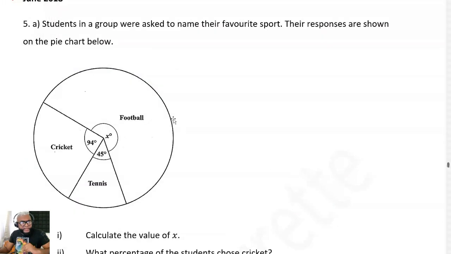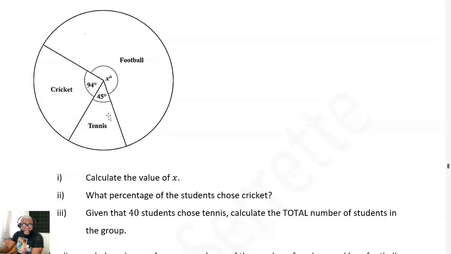This was June 2018. I make sure I head up June 2018. Part A: students in a group were asked to name their favorite sport. Their responses are shown in the pie chart below.